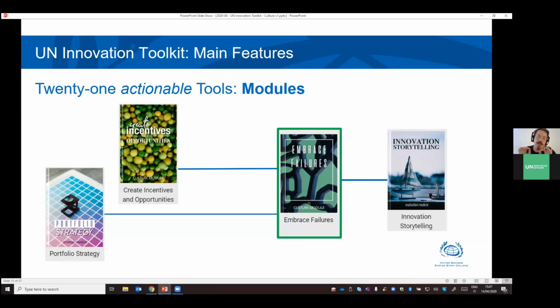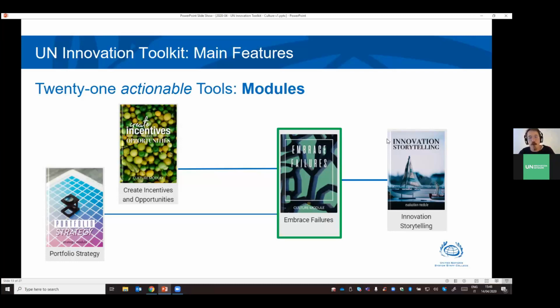But it also does highlight the fact that the tools incorporate similar elements, incorporate the same language, and incorporate planning that you are able to put in where you see weaknesses. So for example, if you have decided that embracing failures is important within your team, the creating incentives and opportunities tool will allow you to outline opportunities for you to incorporate this within your teams, to encourage people within your teams or your units.